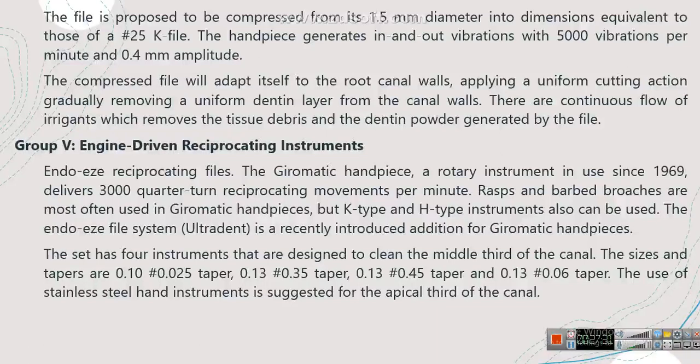to be used. The sizes and the tapers are 0.1 number 0025 taper, 0.13 number 0.35 taper, and 0.13 number 0.45 taper, and 0.13 number 0.06 taper. The use of stainless steel hand instruments is suggested for the apical third of the canal system.